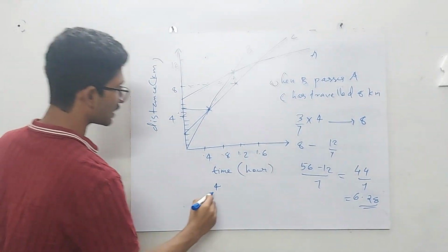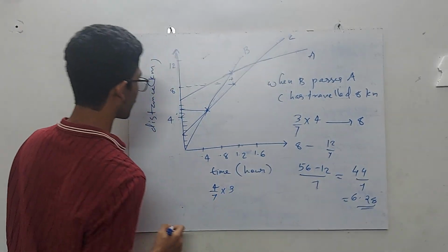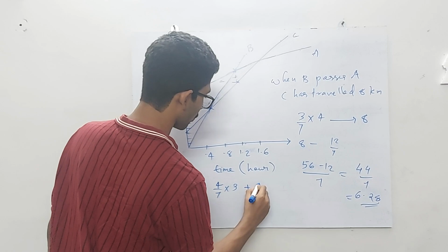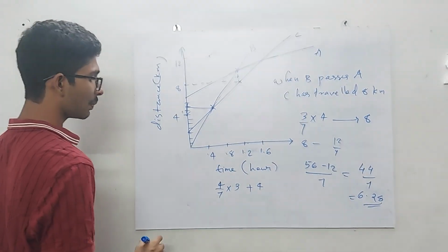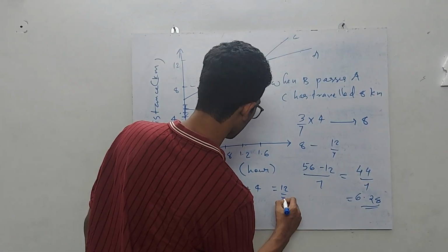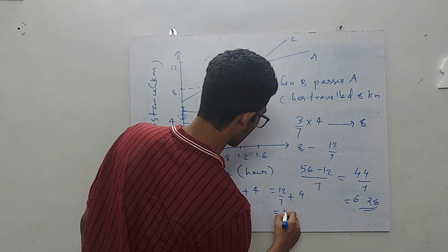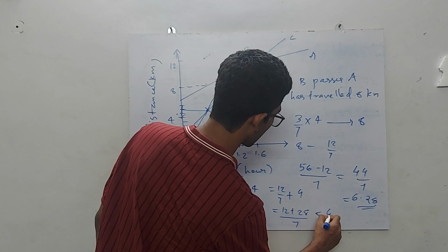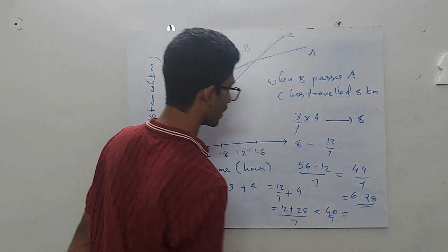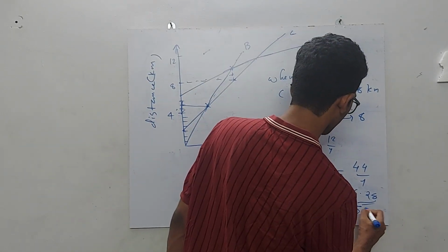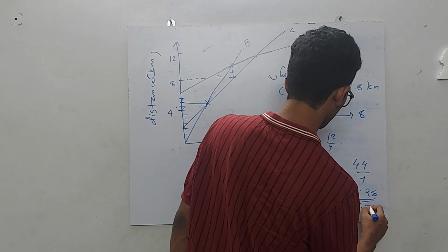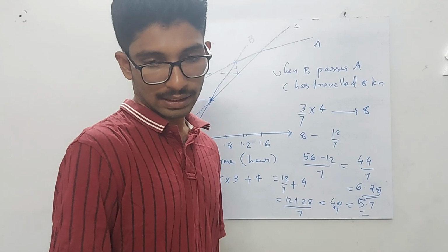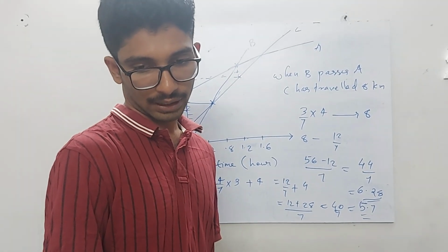Among that, the position at which B crosses C is the third line, out of 7 lines. So that's like 4 by 7 into 3. So that is just this distance. Plus 4 kilometers you have to add. Plus 4. So 12 by 7 plus 4. Isn't it? 12 by 7 plus 4. Okay, so that's like 40 by 7. What is 40 by 7? 5.7. Okay, 5.7 kilometers. I guess that answer is also correct.